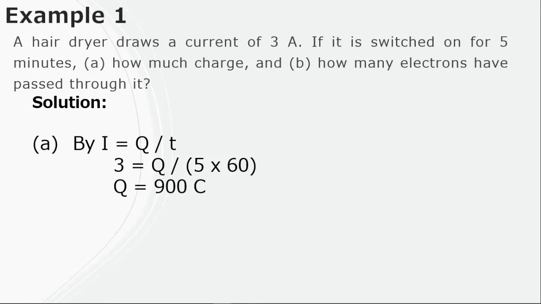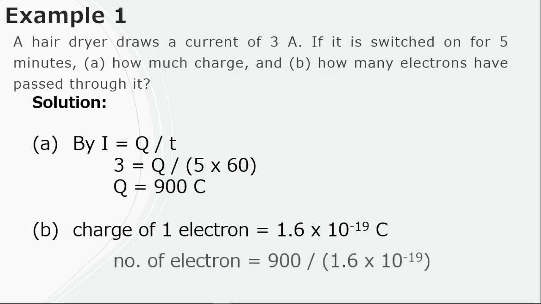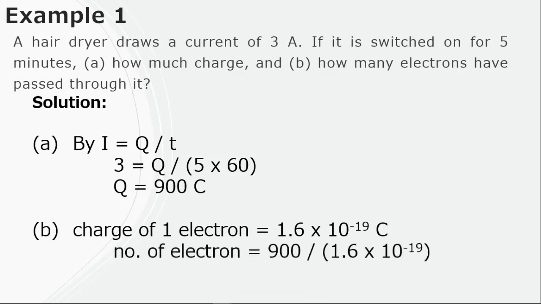Now, for the number of electrons, one charge of electron is equivalent to 1.6 times 10 raised to negative 19 coulomb. So to identify the number of electrons present, it will be equal to 900 coulombs divided by the charge of an electron, which will give us an answer of 5.625 times 10 raised to 21. So this is the amount of electrons passed by the circuit during this time that has been switched on.